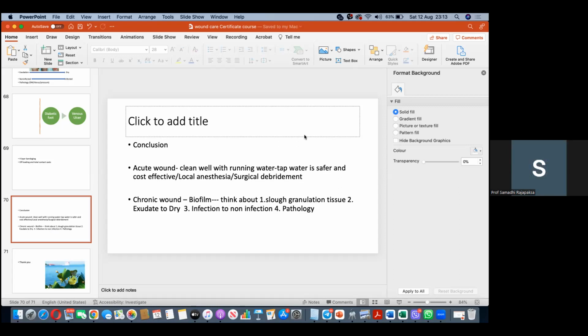Okay. Anything else? Yes, sir. After removing an infected sebaceous cyst and after cleaning thoroughly, is it okay to put sutures to approximate?